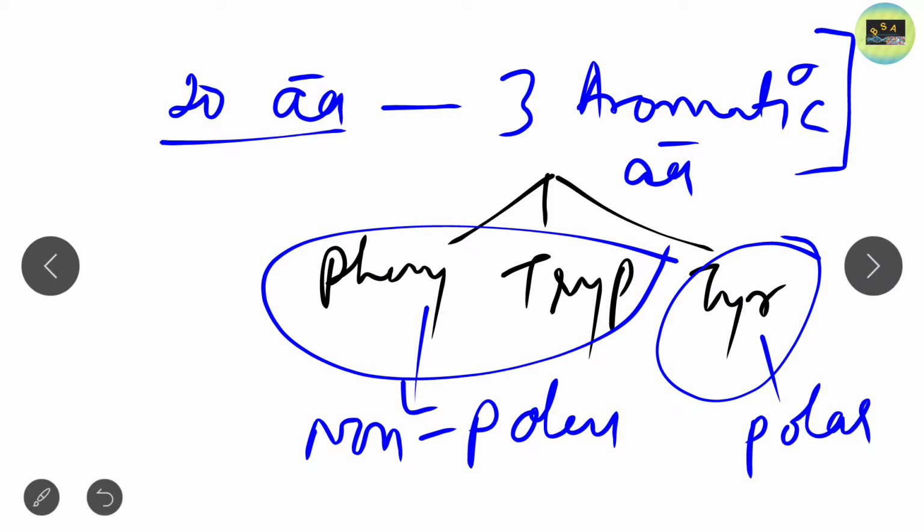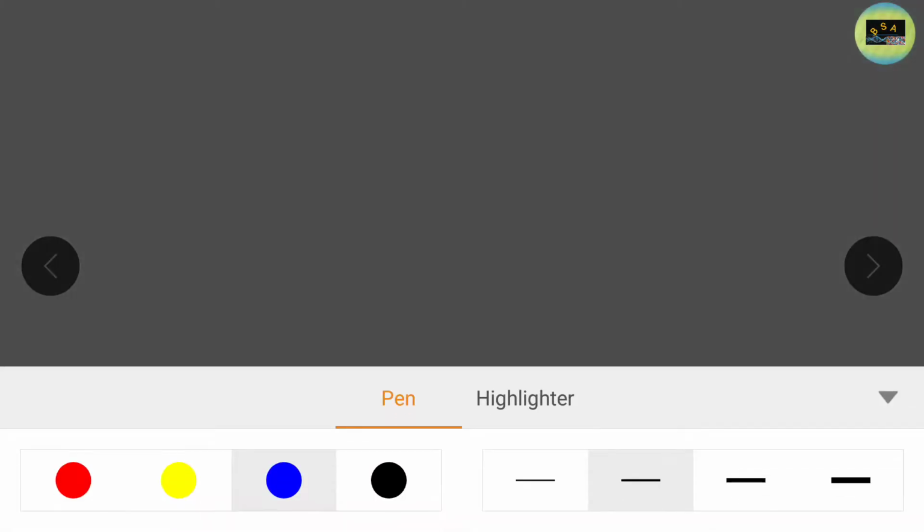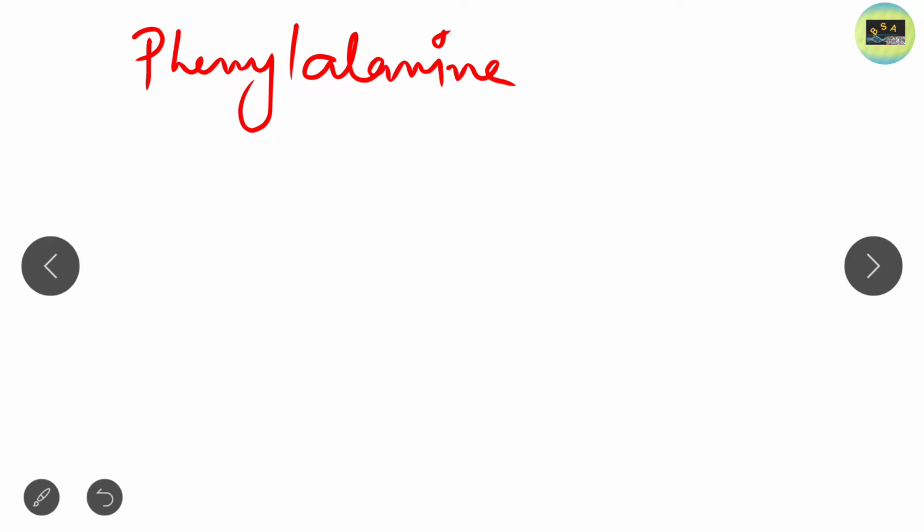Clear? So we will discuss these two aromatic amino acids today. And we will discuss tyrosine when we discuss the structures of the polar amino acids in our next lecture. Clear? So non-polar. First is phenylalanine. Just look at the structure of phenylalanine. Now here a difference came in the single letter code. That's why I told you to use the trick.